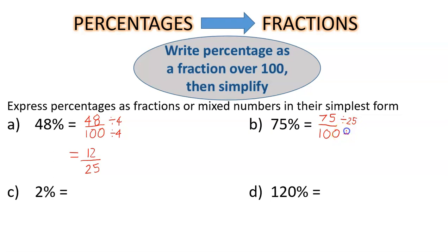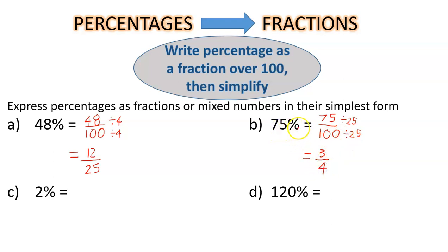I must do the same to my denominator as I do to my numerator. So my answer here is going to be 75 divided by 25. Well, how many 25s do I have in 75? 3. And then 100 divided by 25 is 4.